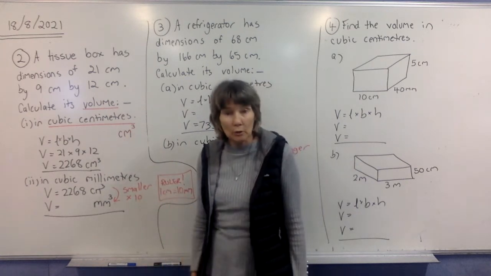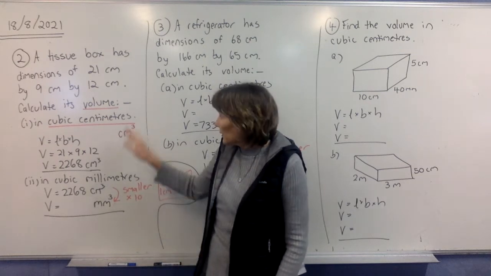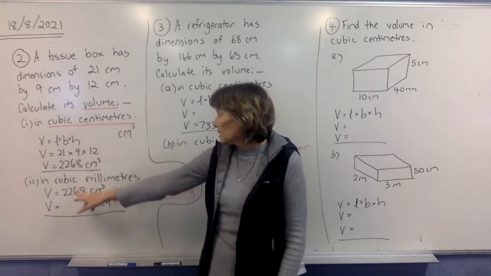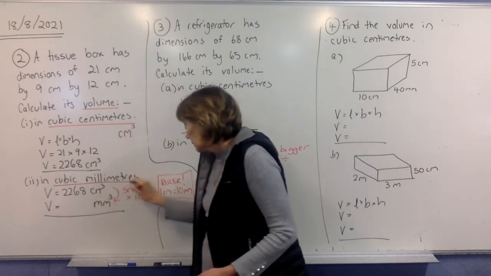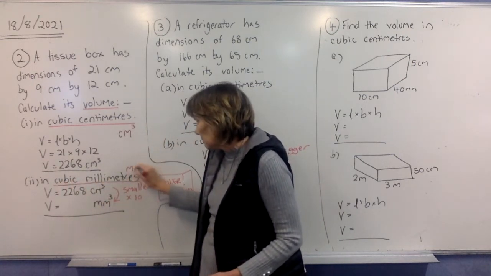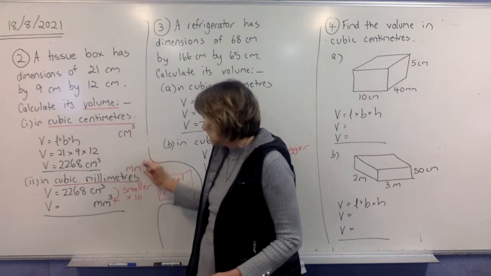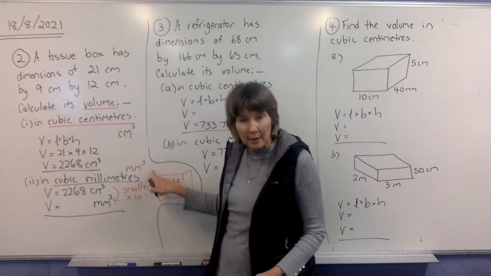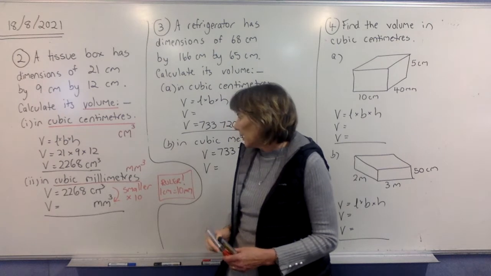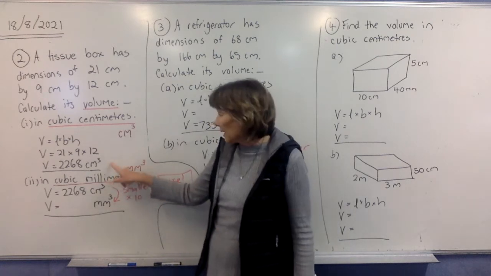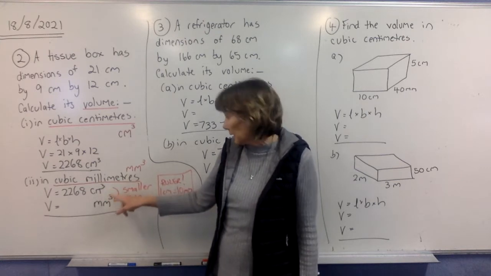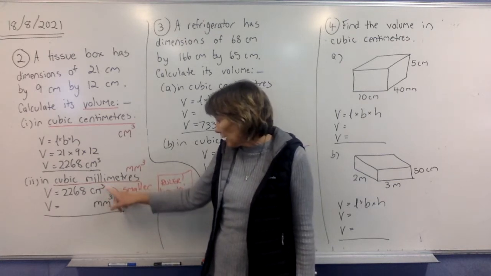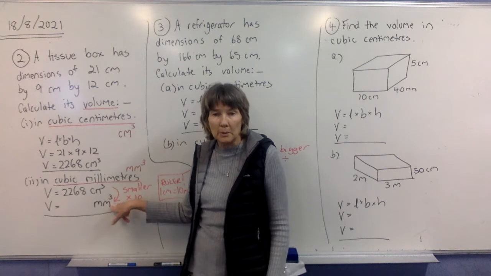Now in part 2, it's a little bit different. They want the same thing, a volume, but this time they want it in cubic millimetres. And cubic millimetres means millimetres cubed, so write that down in red near those words. Now, what we do for that is we take the answer we just got, which is 2,268 centimetres cubed, and we want to change that into millimetres cubed.